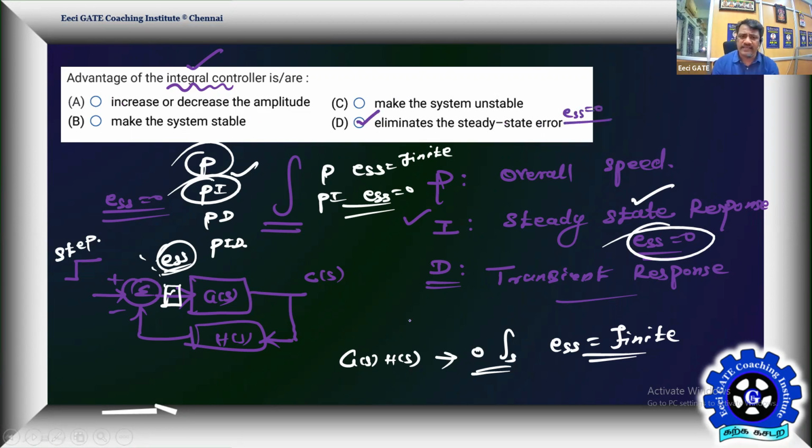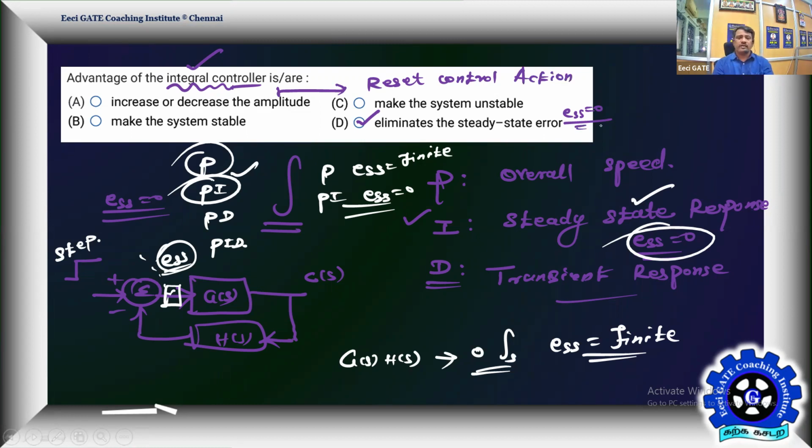Actually, it is resetting the steady state error, because of that integral action is sometimes also known as reset control action. Maybe that's another name for integral control action. Its job is to reset the error.